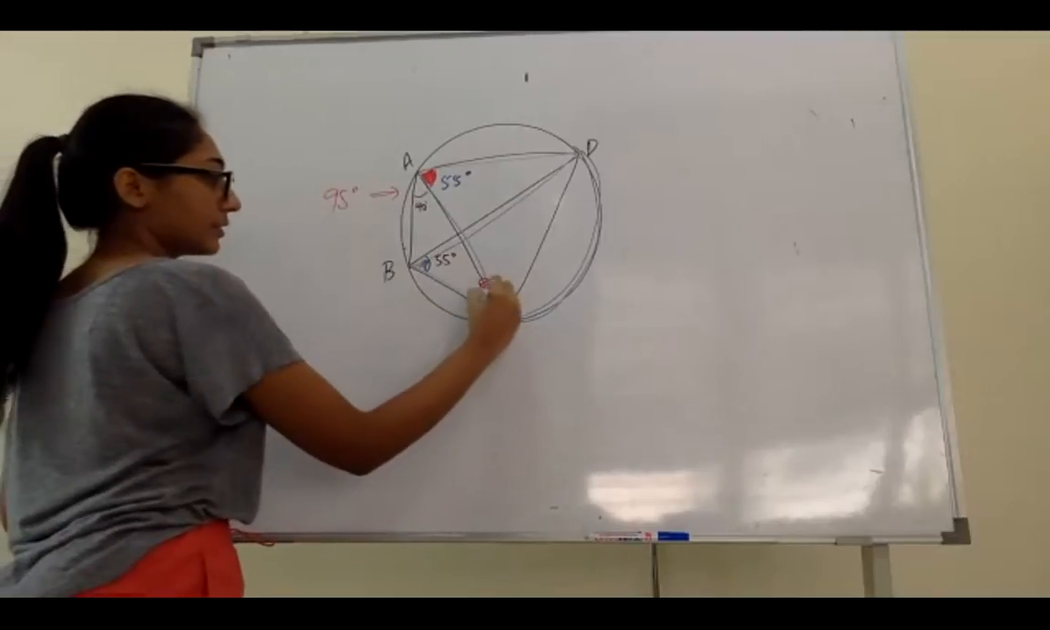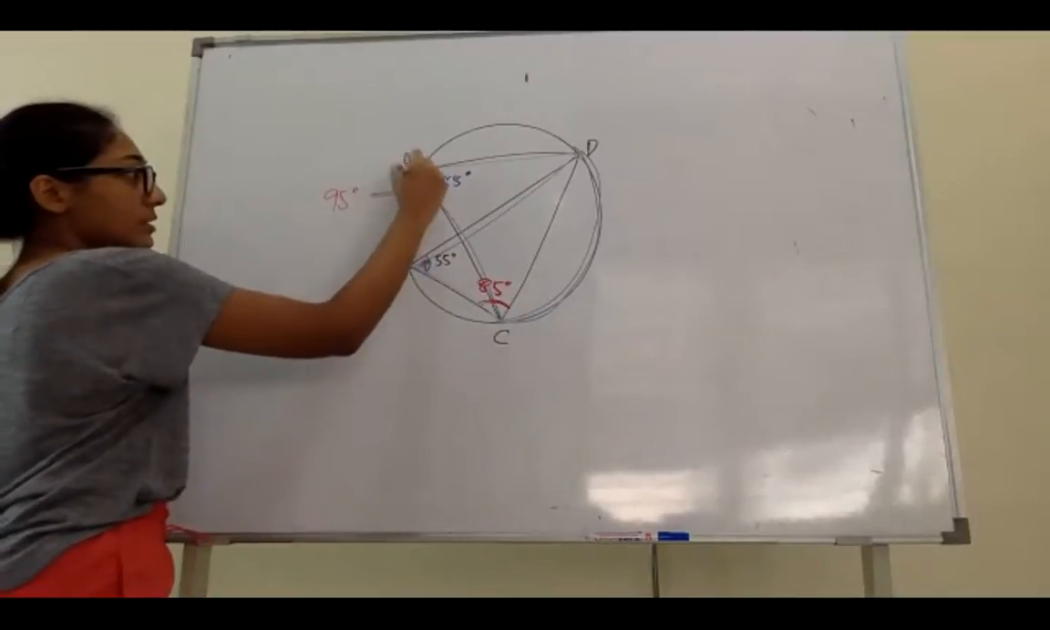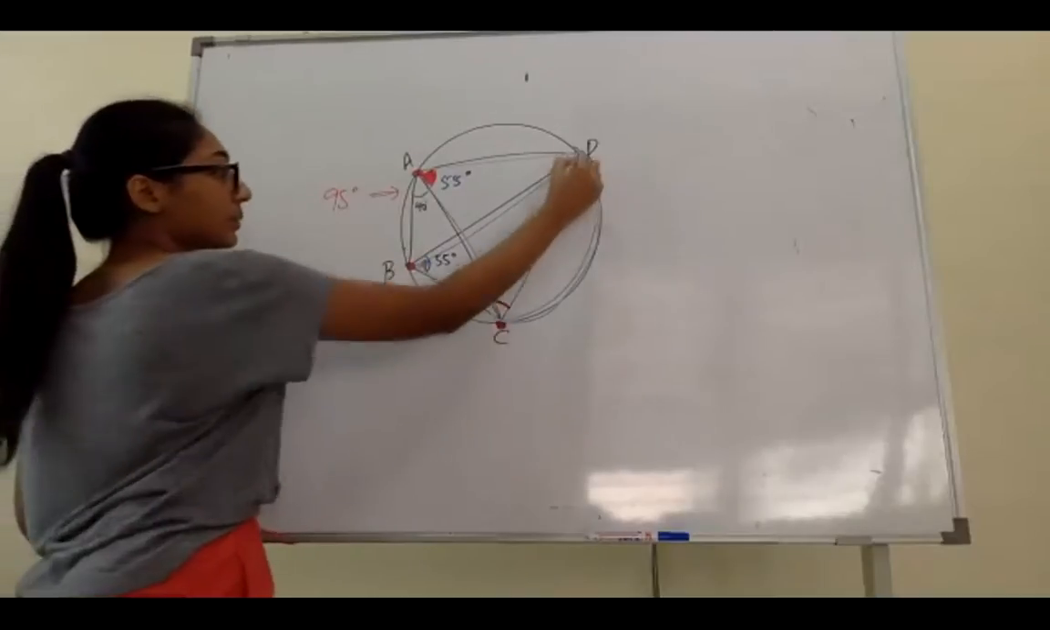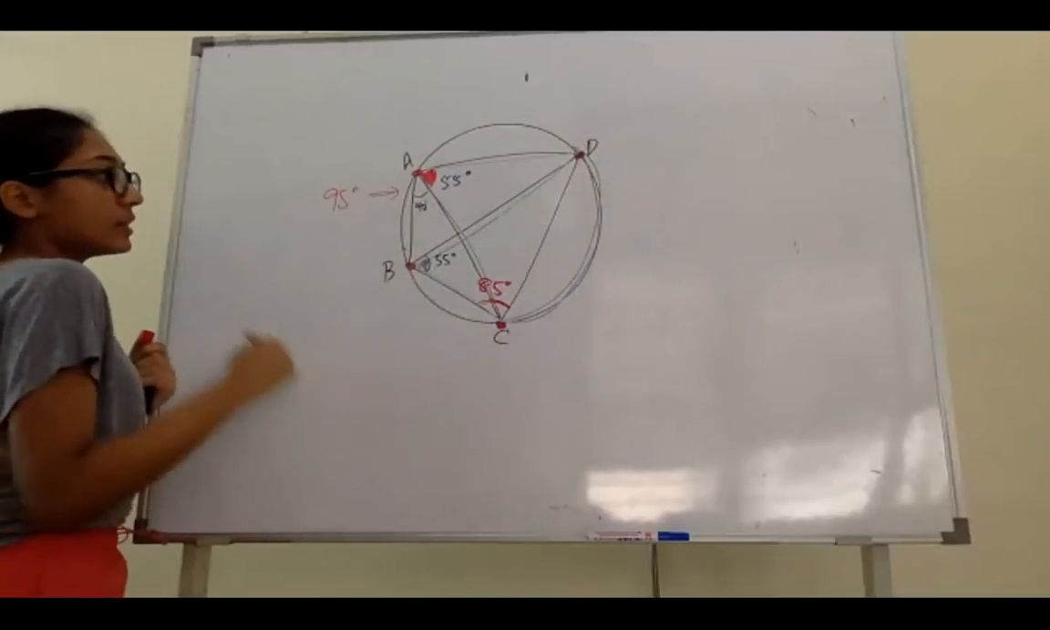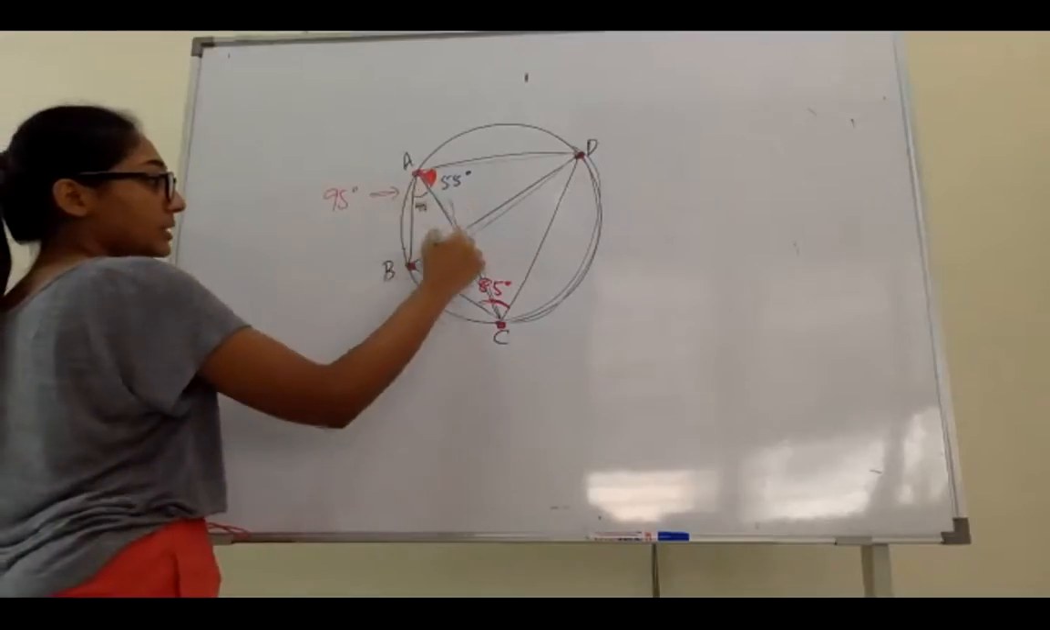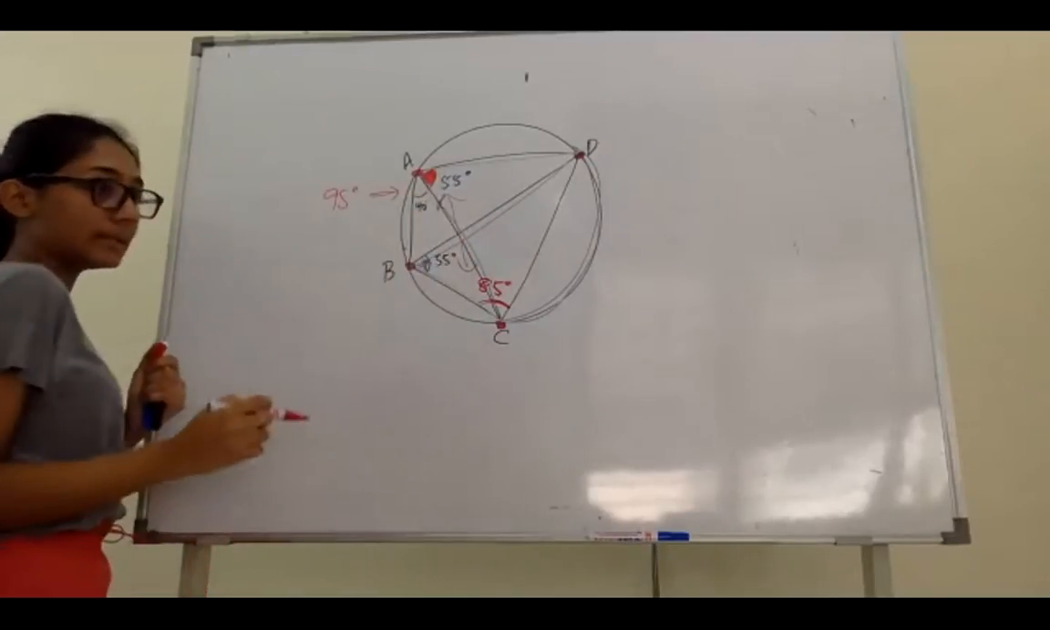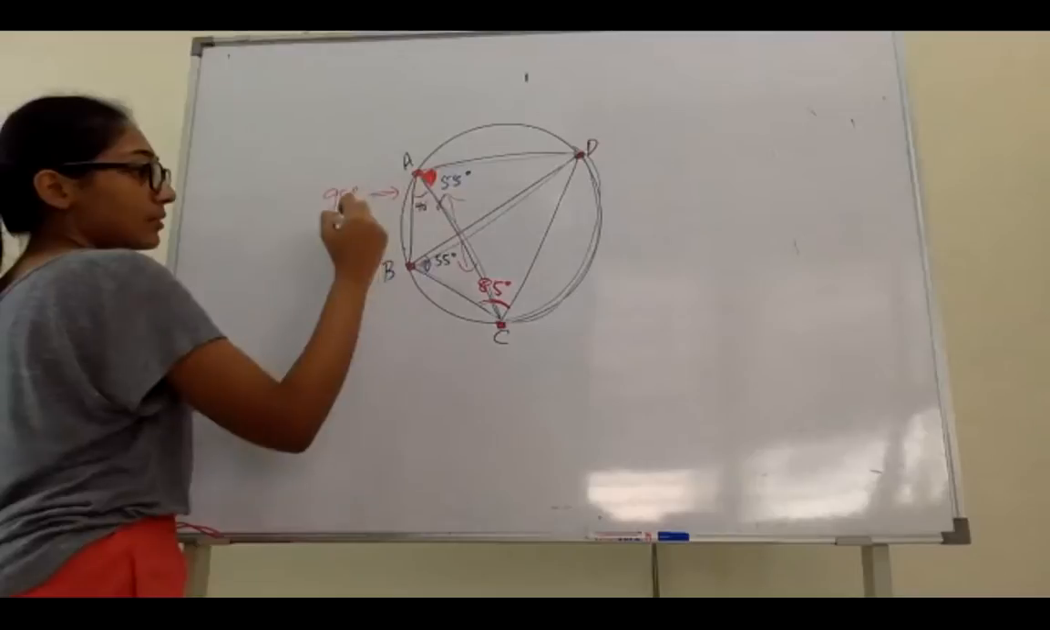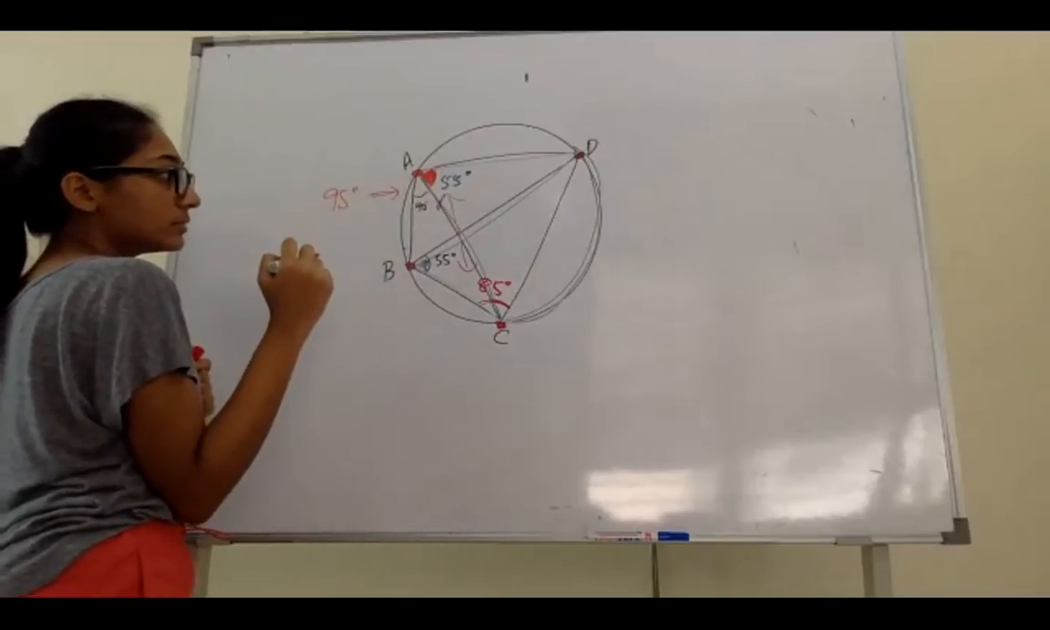Very good. So this is the cyclic quadrilateral, with the points on the circumference. In a cyclic quadrilateral, the opposite angles must equal 180. Just so it's 55, right?